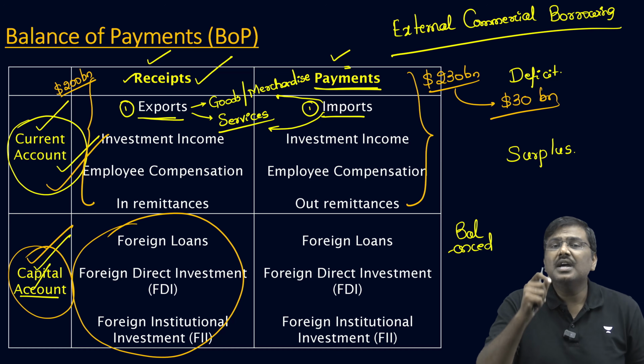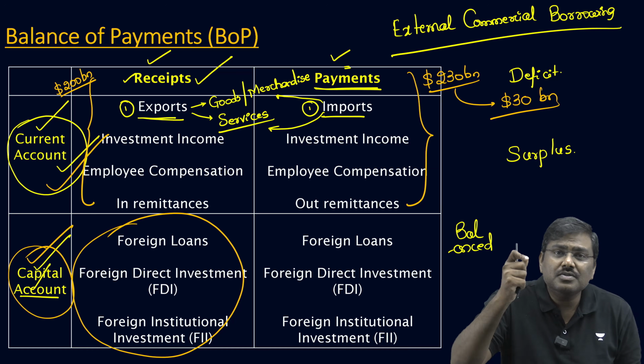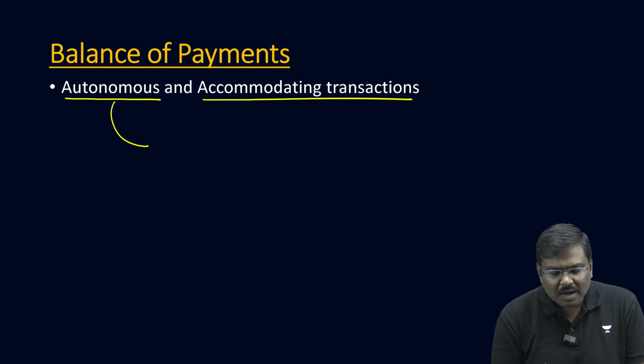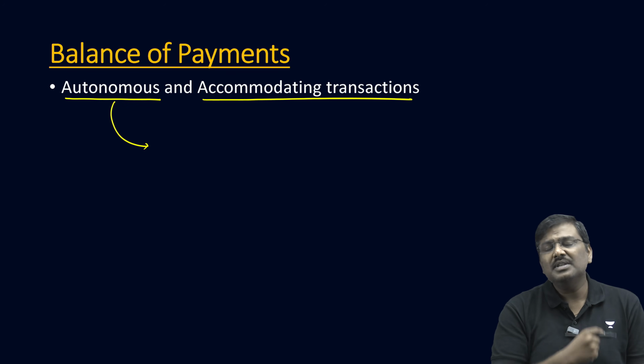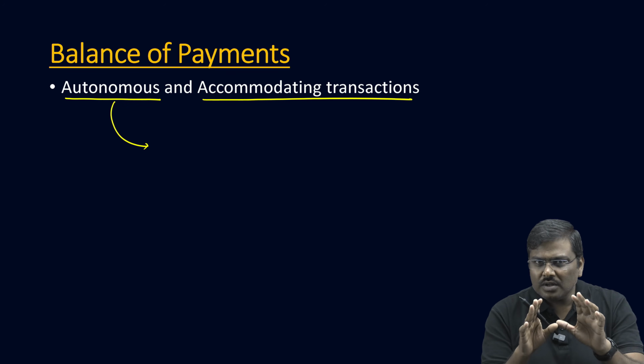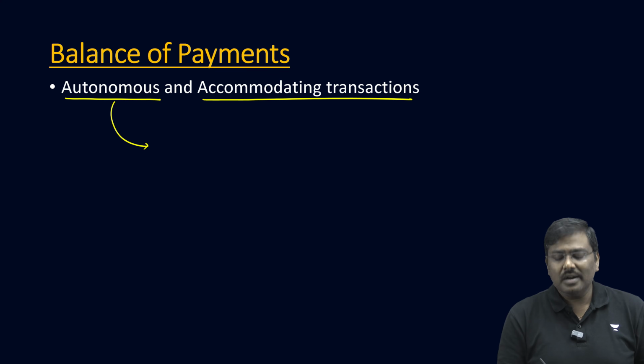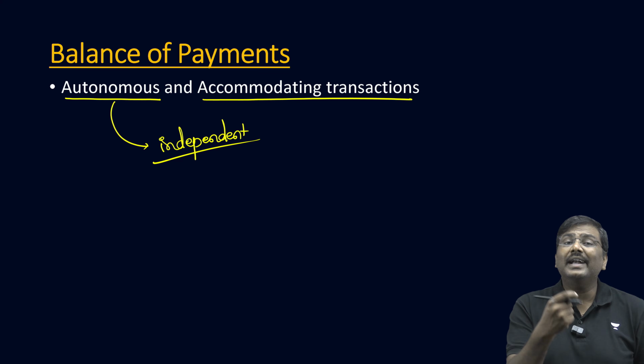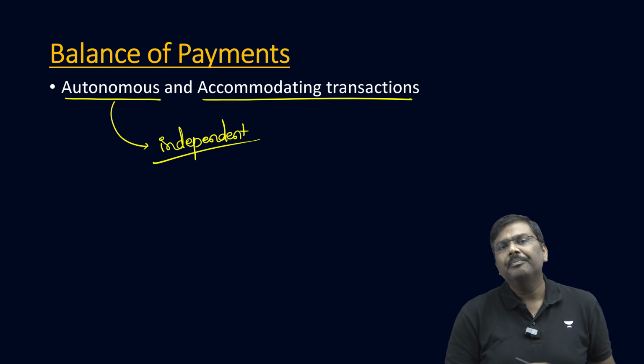Such transactions are referred to as autonomous transactions. Is it okay? Such transactions are basically referred to as autonomous transactions. That is, those which are conducted independent of the status of the balance of payment.